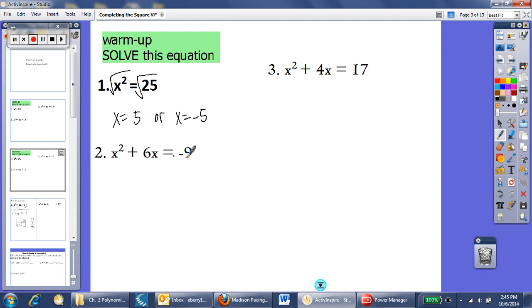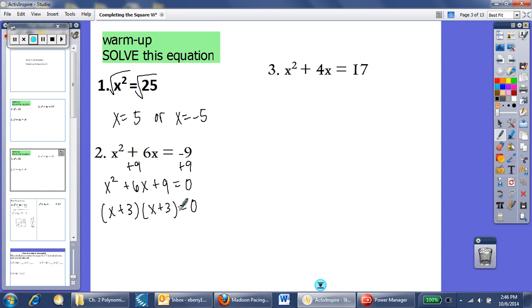Looking at 2, I need to factor this to make it go into parentheses. So I'll add 9 to both sides so that I have 3 terms over here. I have x squared plus 6x plus 9 equals 0. Now, factoring this with the box and the x, I end up getting x plus 3, x plus 3 equals 0.